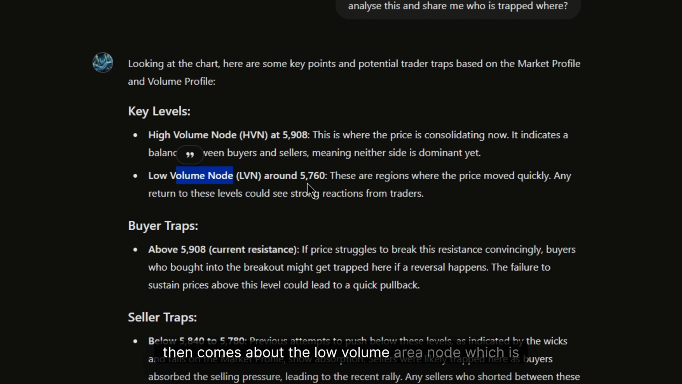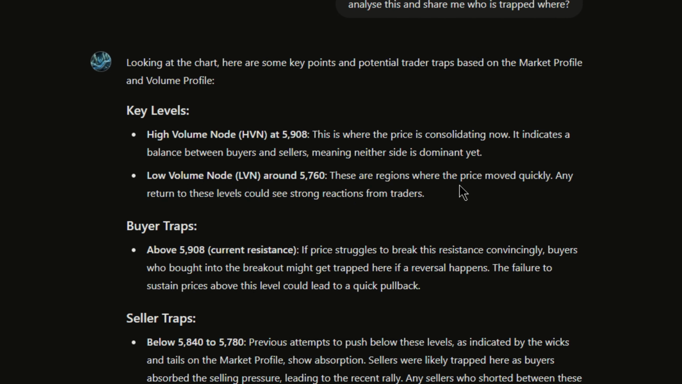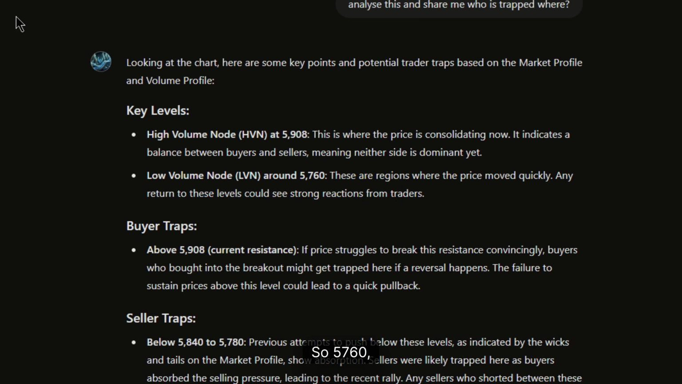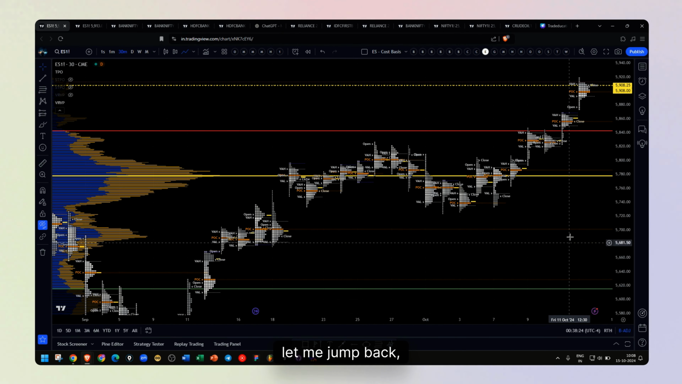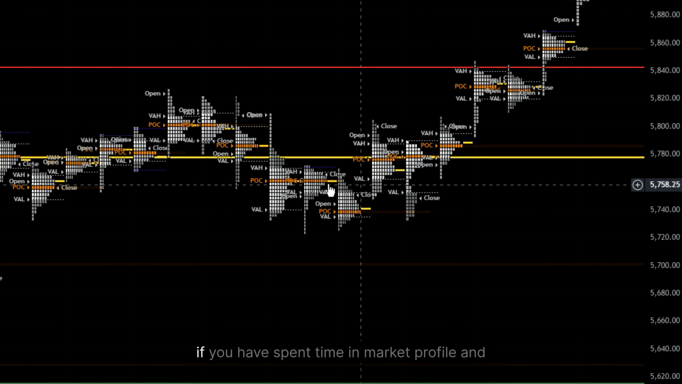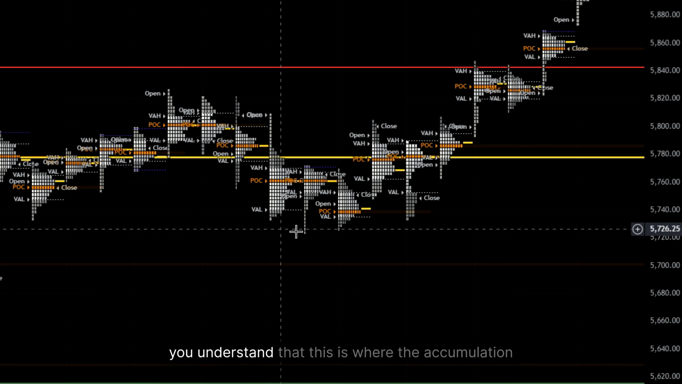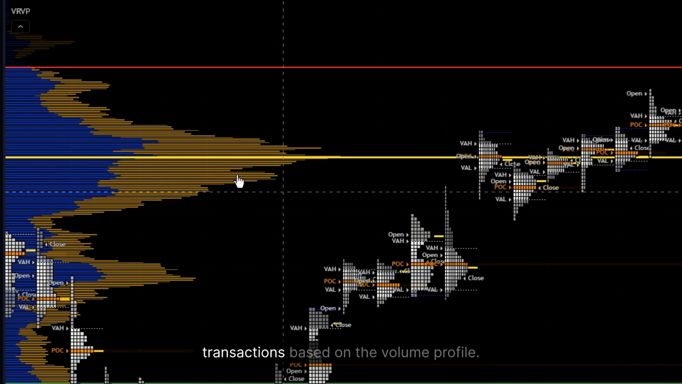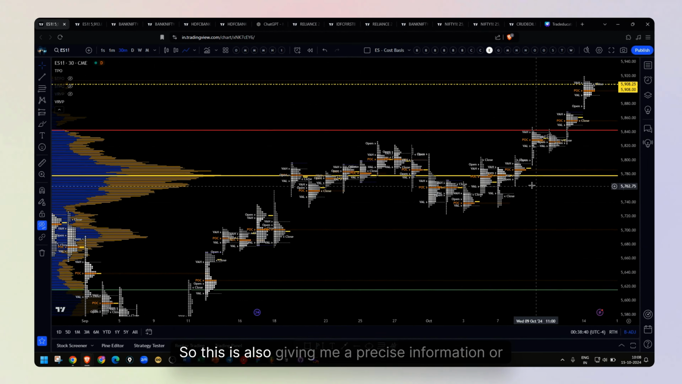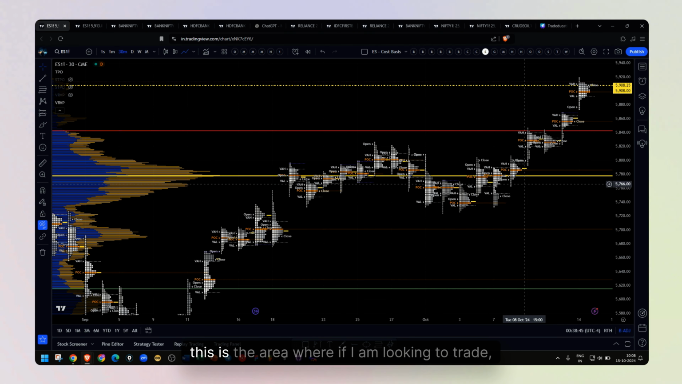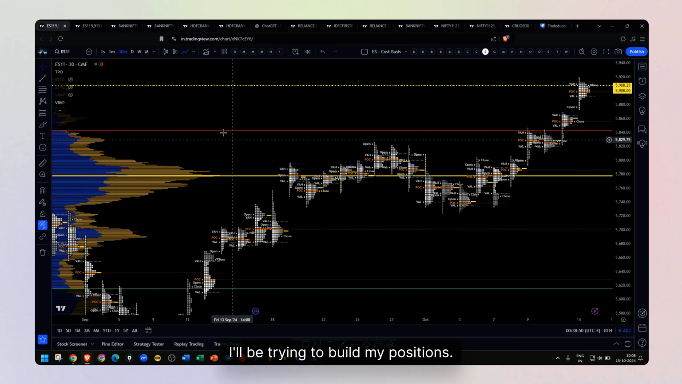Then comes the low volume node, which is around 5760, where the price moved quickly and this could see strong reactions from traders, right? So 5760, let me jump back. 5760 is this particular level. If you have spent time in market profile and volume profile, you understand that this is where the accumulation of inventory is happening, followed by the transactions based on the volume profile. So this is also giving me precise insight that this is the area where, if I am looking to trade, I'll be trying to build my positions.